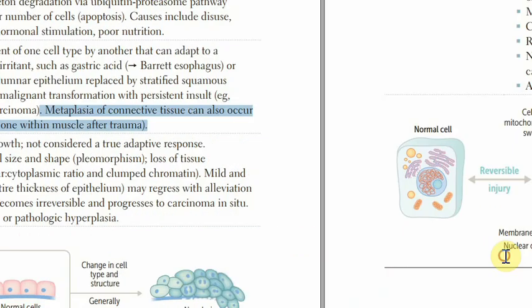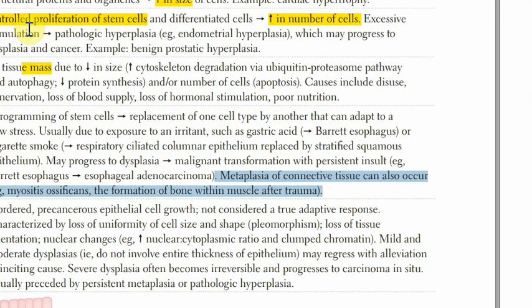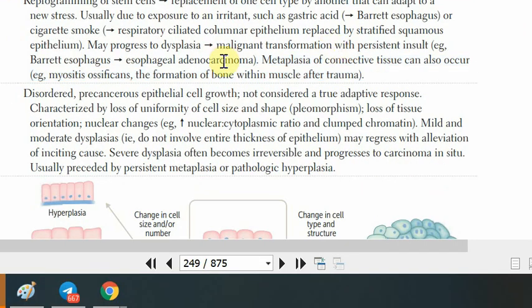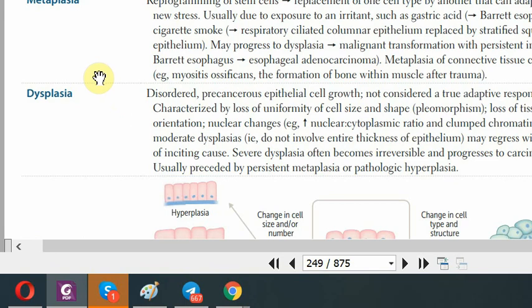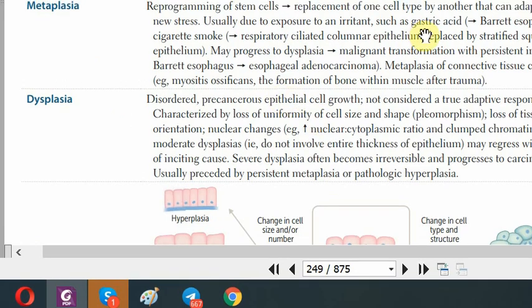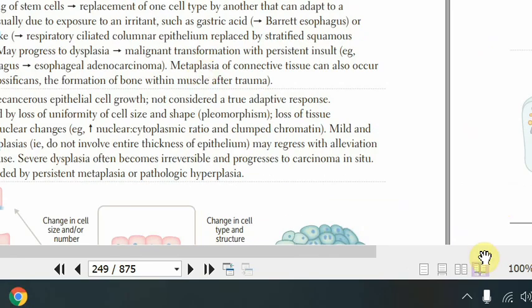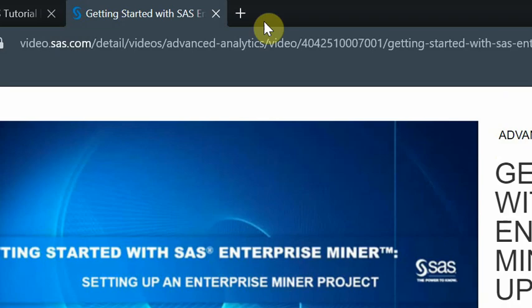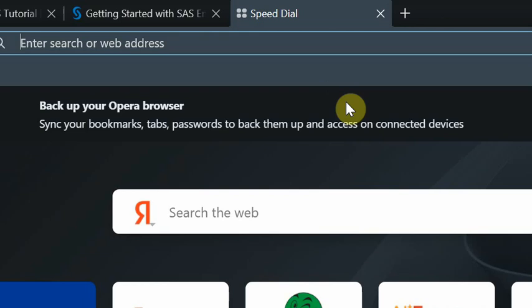Next we have metaplasia of connective tissue, which can occur in some situations. As you noticed, guys, most of the stuff I spoke about was only epithelial cells, maybe some myocytes here and there. In the case of dysplasia, we mostly say epithelial cells, nothing else. But the process of metaplasia can occur not only in epithelial cells, but also in other types of cells, like connective tissue.